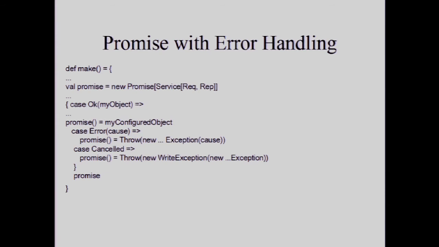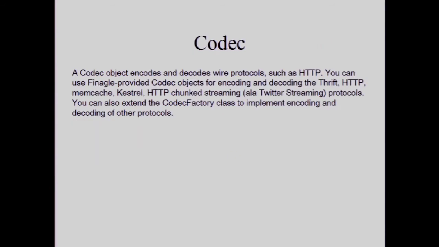But anyway, here's an example of using error handling. In this case, I create a promise, and then I call it, and I trap the error, I trap if it was canceled, and then execute the promise. So you can throw exceptions the same way you would on any kind of a call. And then the exception can be handled in the proper place on the proper server.